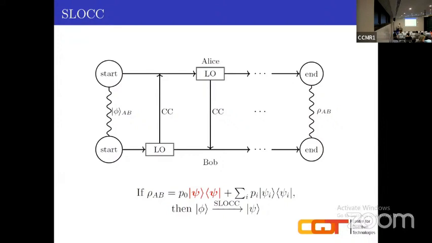LOCC is a physically realizable protocol, but SLOCC is more like a mathematical definition used to classify quantum entanglement. Everything is the same except for the last step. The pure state becomes a mixed state, and as long as this mixed state contains the state psi, we say that phi is SLOCC convertible to psi. And notice that if we have an SLOCC protocol transferring phi to psi, there is no guarantee that we have an SLOCC protocol transferring psi back to phi.